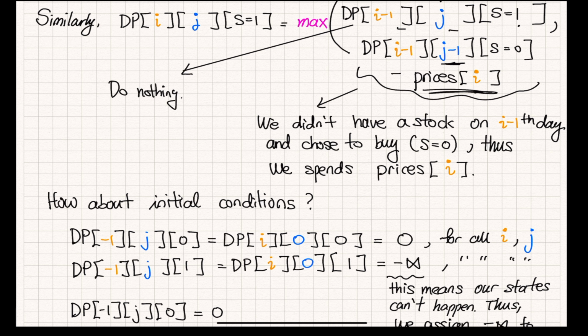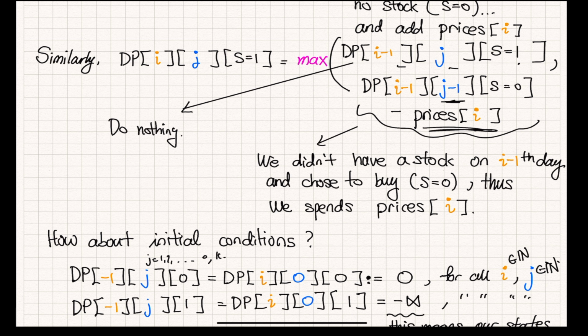So we have dp of -1 comma j comma 0 equals dp of i comma 0 comma 0, and we set that equal to 0 for all i and j, meaning that for any value of j, like j equals 1 to k, it's all equal to 0. Set that equal to 0, and I will explain what this means in a few minutes.